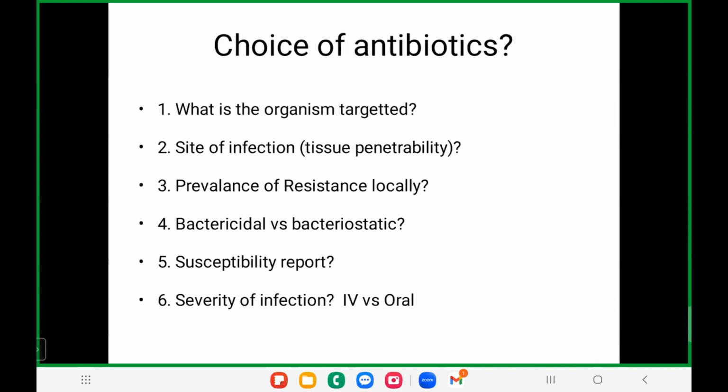When you decide to start the antibiotic, what are the questions you need to ask yourself? First, what is the organism you are targeting? Second, you need to know the site of infection so that you can choose an antibiotic based on tissue penetrability. The most important thing is resistance: how much resistance is already prevalent locally? Is the drug bactericidal or bacteriostatic? Do you have any culture positivity and a susceptibility report? And depending on the severity of infection, you decide whether to give IV or oral. These are the basic questions to ask yourself when you decide to start the antibiotic.